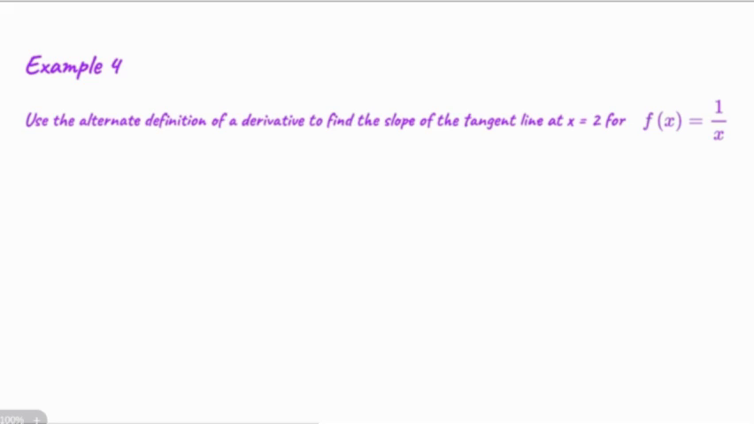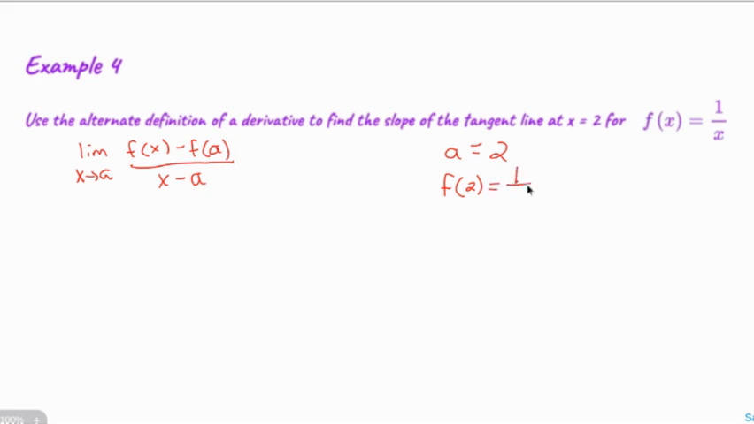All right, number 4 says let's use the alternate definition of a derivative to find the slope of the tangent line at x equals 2. So the alternate definition was the limit as x approaches a of f of x minus f of a divided by x minus a. Okay? So we can start this like we always do. Identify a, it's 2. F of 2 is 1/2.